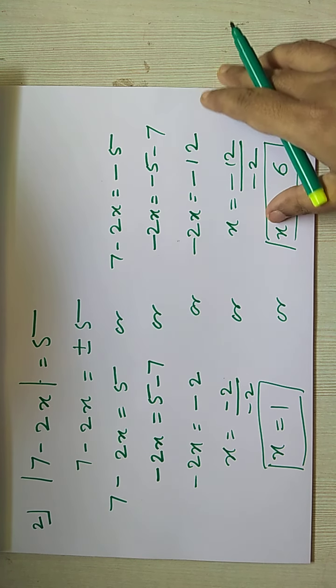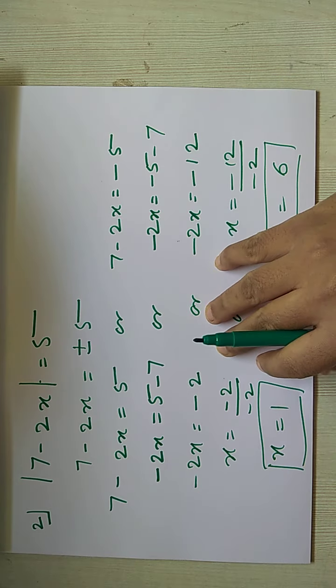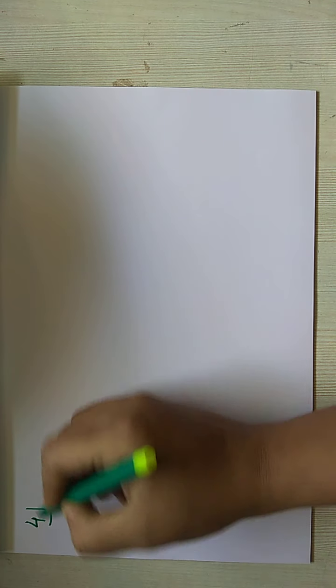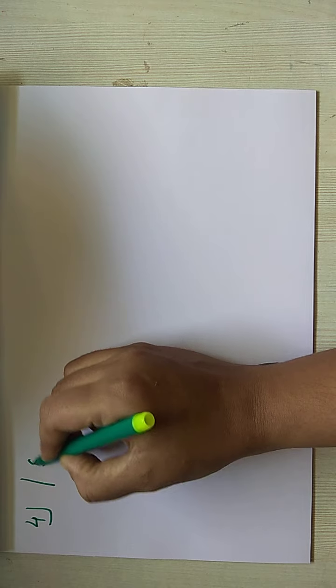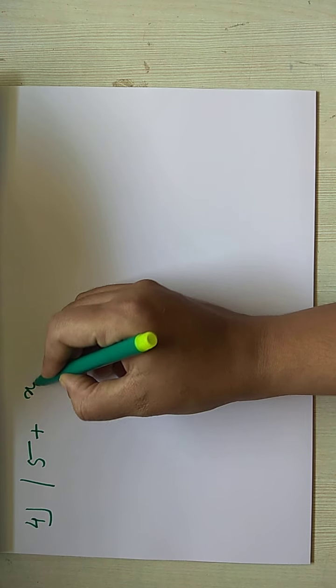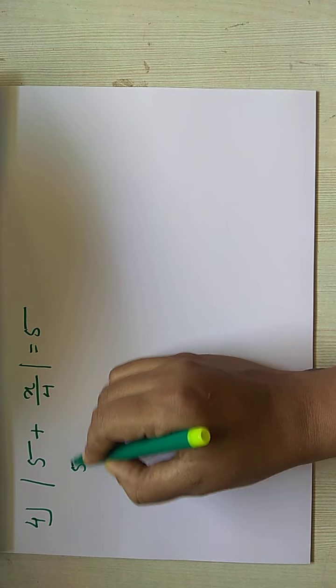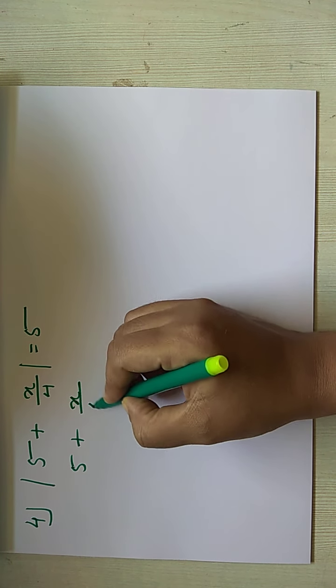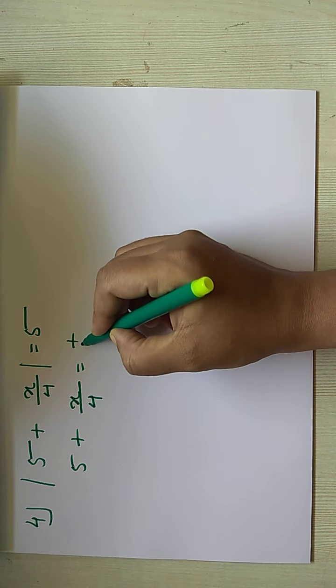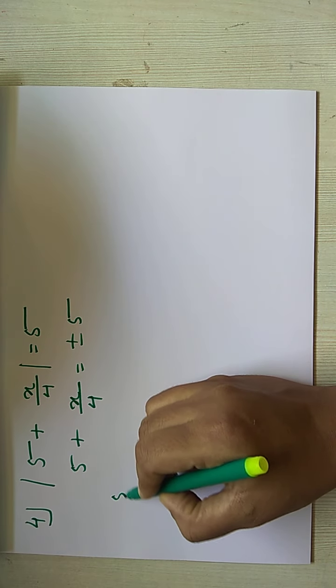Okay, now let's see one more sum. You try question number 3. Okay, children, we'll see question number 4. Modulus of 5 plus x upon 4 is 5. I am removing the modulus sign, so it will be plus minus 5.